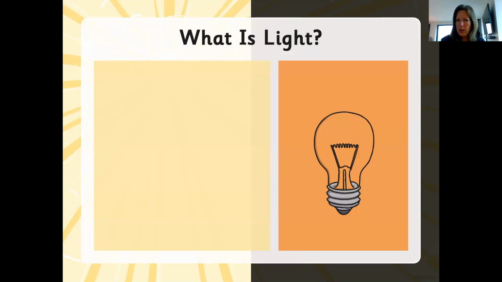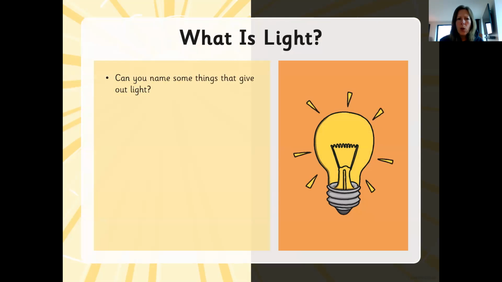So what is light is our question and our thinking point for today. There's our light bulb moment there. So can you name some things that give out light is the first thing to think about. We're just going to get you to think about rather than answer at the moment. So can you name some things that give out light? How does light help us to see? So how does it enable us to see things? We know we use our eyes to be able to look at things, but how does light mean that we're actually able to see those things? What is dark?